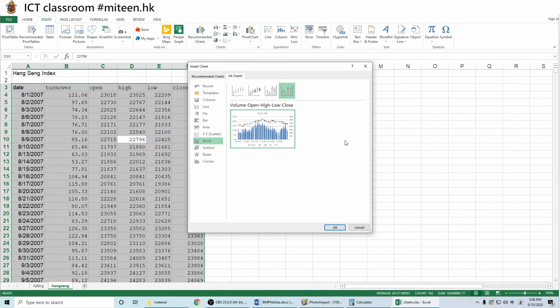Volume means 交易量, and open means 開市, and high means the highest point on the day, 嗰日最高嘅點, low means the lowest point on the day, 最低嗰一點, and close means 收市嗰一點. Oh, you explained this chart very clearly.